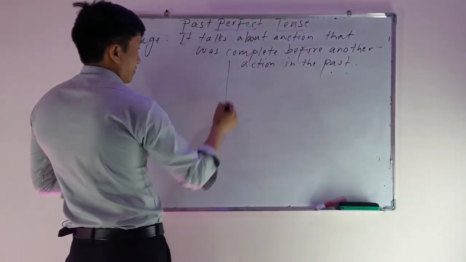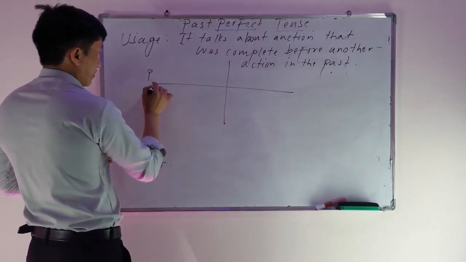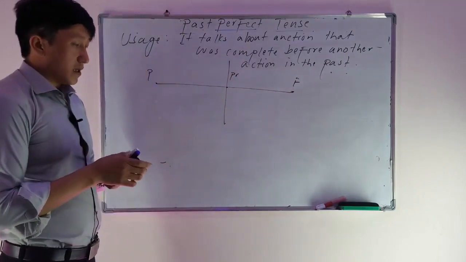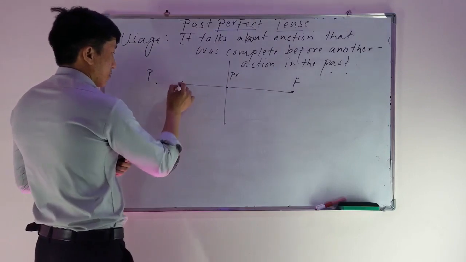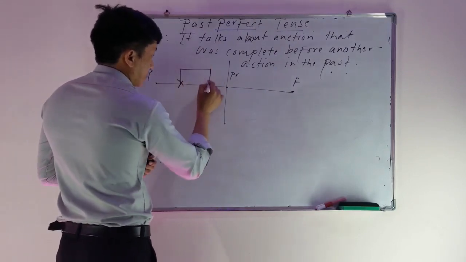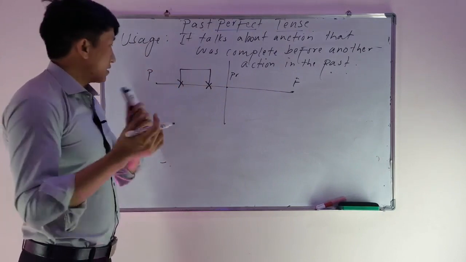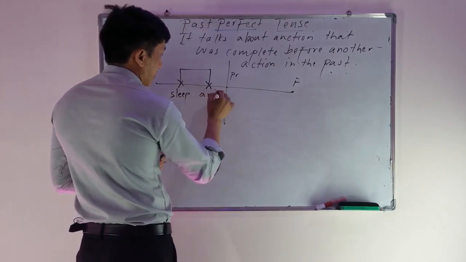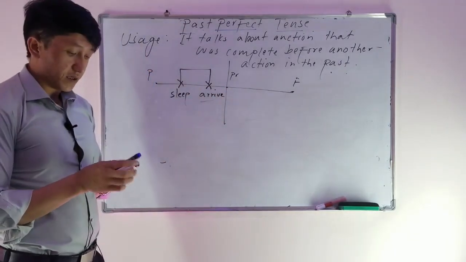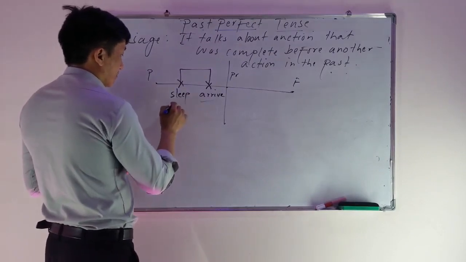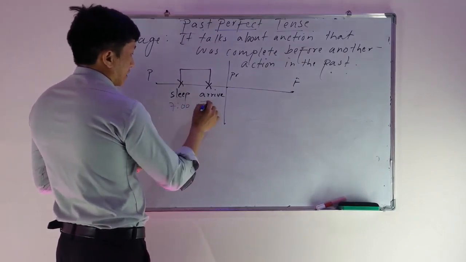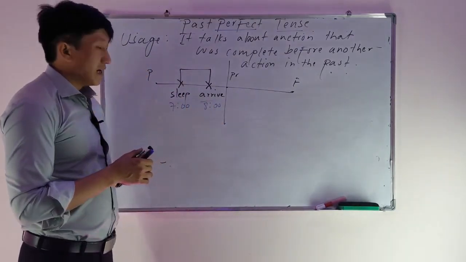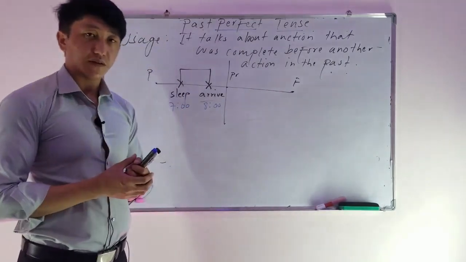Let's consider this time chart. From here up to here is past, here is present, and after this is future. This tense talks about an action that started and completed before another action in the past. For example, you started sleeping at 7 o'clock and then your friend came at 8 o'clock. So the action of sleeping started and completed before the action of arriving in the past.